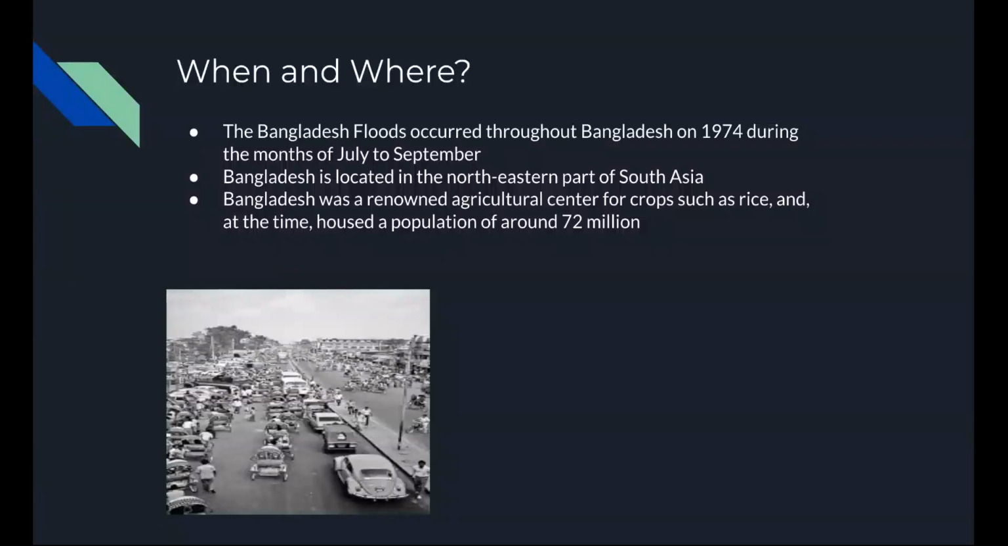When and where? The Bangladesh floods of 1974 occurred in Bangladesh from June to September of 1974. Bangladesh is located in the northeastern part of South Asia and is bordered by the Himalayas and the Bay of Bengal. At the time of the flooding, Bangladesh was a renowned agricultural center for crops such as rice and housed a population of around 72 million people. The picture on the bottom left shows a part of the country before the flooding.